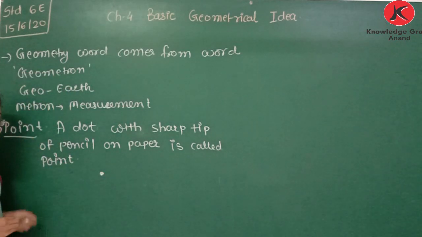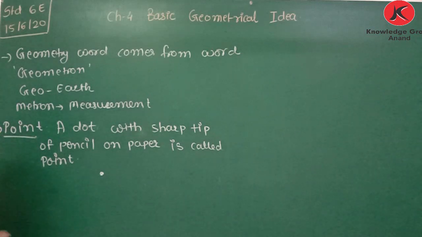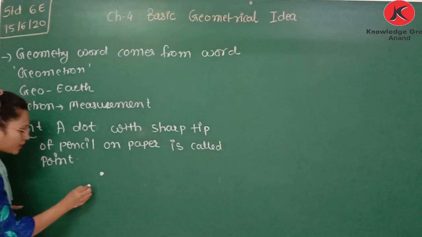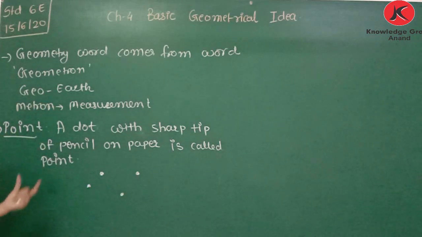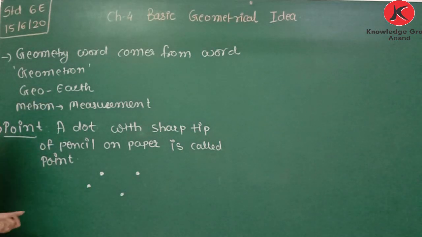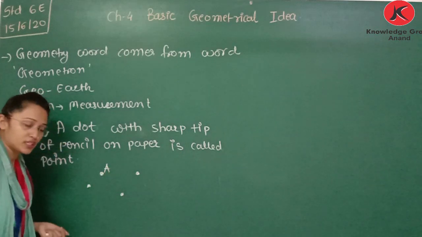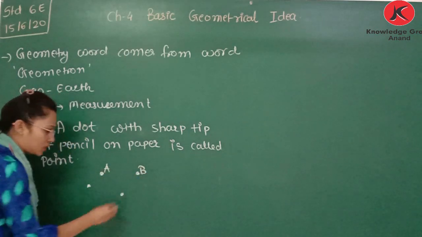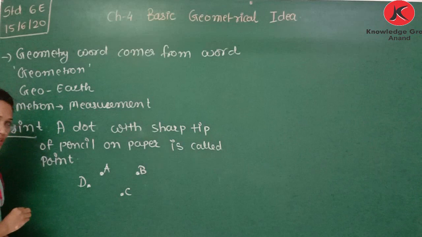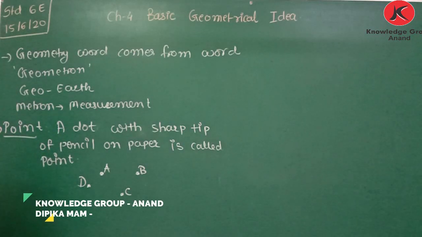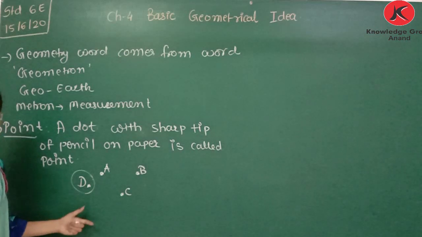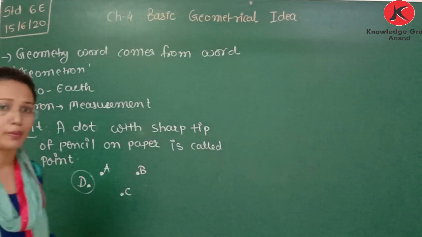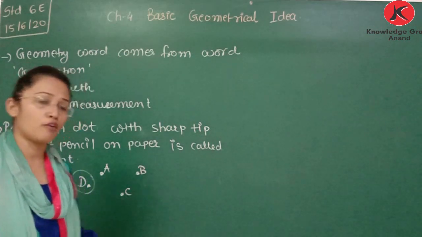Let's say this is a point. Now I have made many points. To distinguish the different points on the paper, we will give names to the points. Let's say this is point A, this is point B, this is C and this is D. Now if I ask where is point D, you can exactly say that this is point D. So to distinguish different points on the paper, we use names for the points.